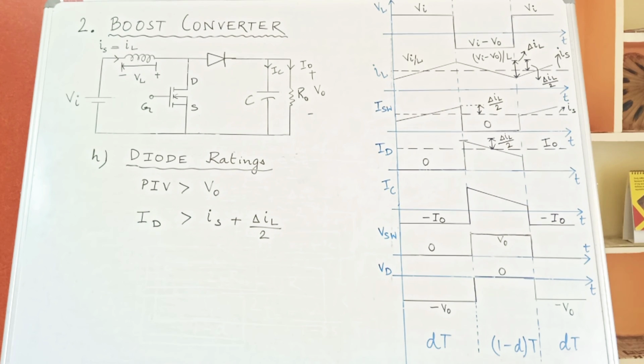Now for the diode ratings, we will replace all BS by D. So IBS has become ID, the current through the diode, and VBS becomes the voltage across the diode, so VD. So the peak inverse voltage of a diode should be greater than V0 and ID maximum value should be greater than IS plus del IL by 2 from the waveform.